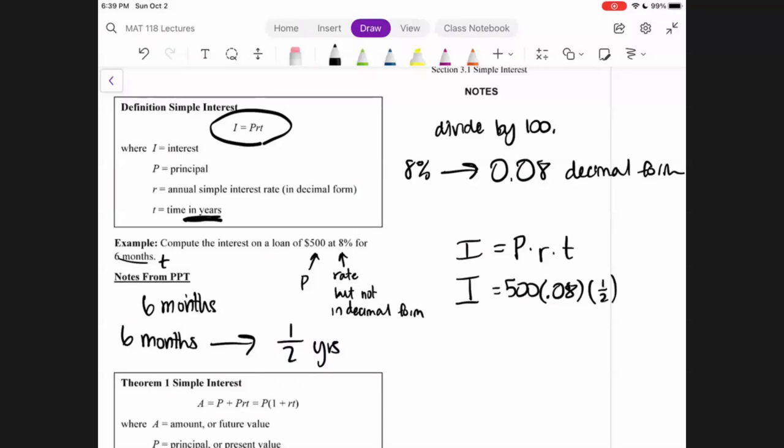So if you multiply all that out, so get your calculator or use Desmos, 500 times 0.08 times 1 divided by 2, and I get 20. So check this. So in this problem, $20 would be the interest that you owe. Okay. Now let's say a lot of people want to know, I don't want to know the interest I owe, but what's the total amount? Let's say if I take a loan for so much money, how much am I going to have to pay back all together in the end?